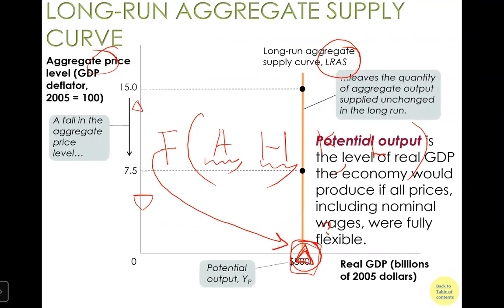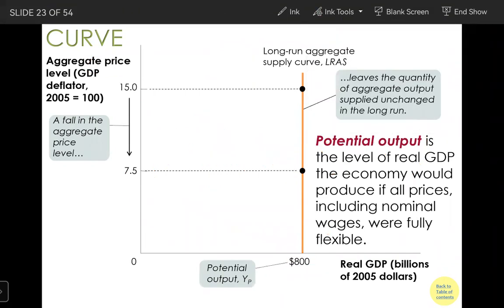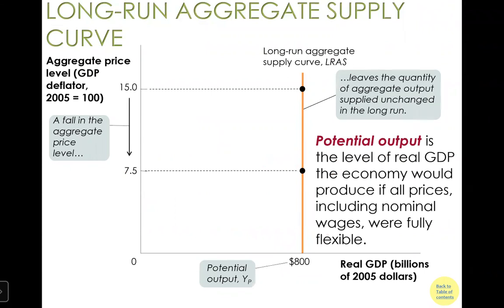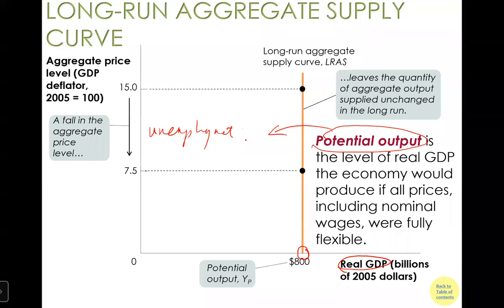Other things I want to emphasize: in the long run, the level of real GDP we call potential output. This is what we potentially can produce. Now, there's one thing I want to highlight. At this potential output, the unemployment rate usually is not equal to 0, and usually it's greater than 0.